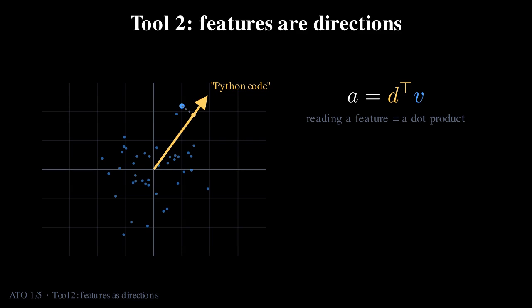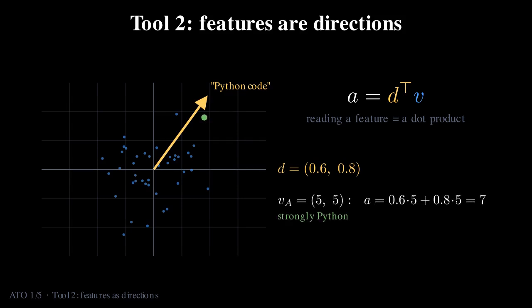Near 0, it's absent. Let's make that concrete with numbers you can check in your head. Say the Python direction is 0.6, 0.8, a unit vector. Text A has stream vector 5, 5, dot product 3 plus 4, which is 7. Strongly Python. Text B sits at 4, minus 3, dot product 2.4 minus 2.4, exactly 0. Not Python at all. Same vector space, same ruler, 2 very different readings.